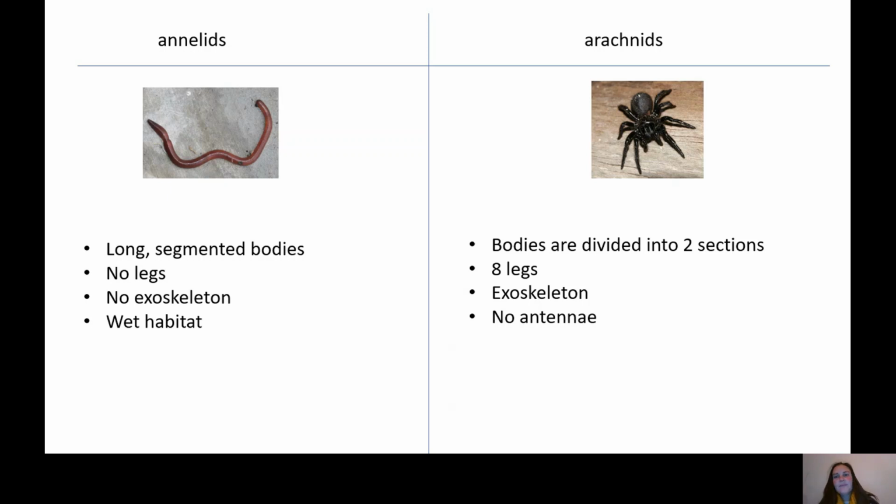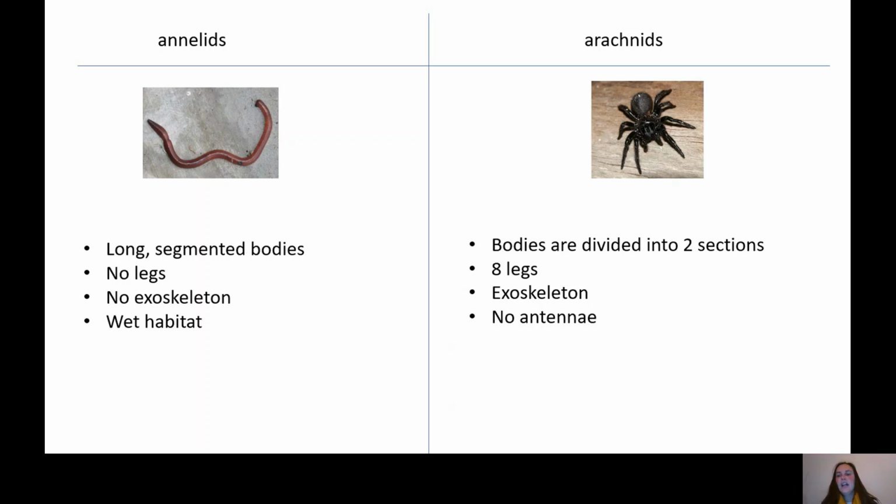The arachnids are quite different from insects in a couple of ways. They do have an exoskeleton like an insect. However, their bodies are divided into two sections as opposed to three sections. Remember, the insect has the head, the thorax, and the abdomen. And an arachnid's body is only divided into two sections. They have 8 legs and they don't have any antennae.